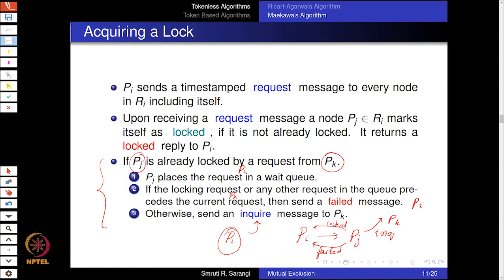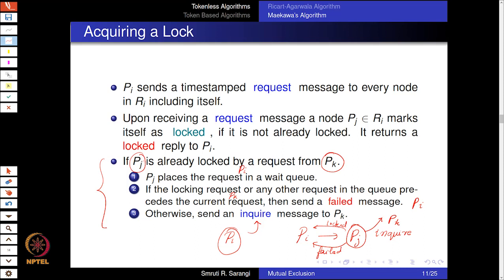So these messages are clear. The idea basically is that the contention is at pj, which is already committed. If I am a high priority requester, in the sense my timestamp is low. Sorry, high priority means timestamp is low. Then what I do is I request pj to inquire with pk.